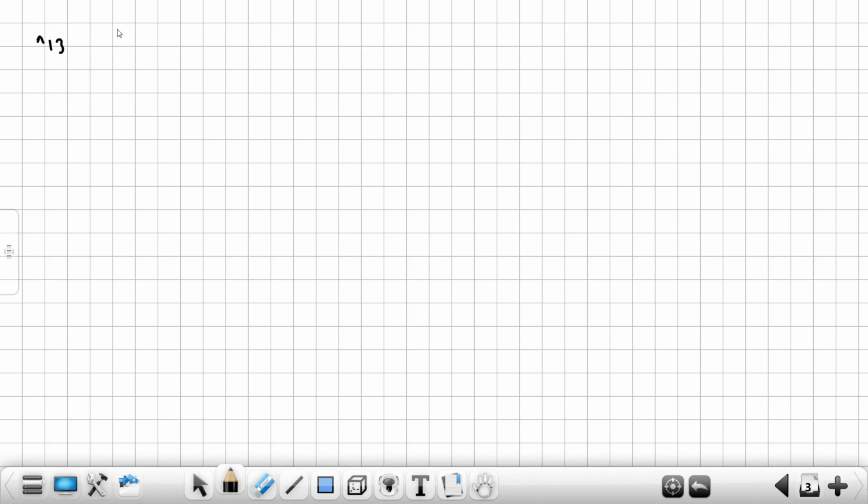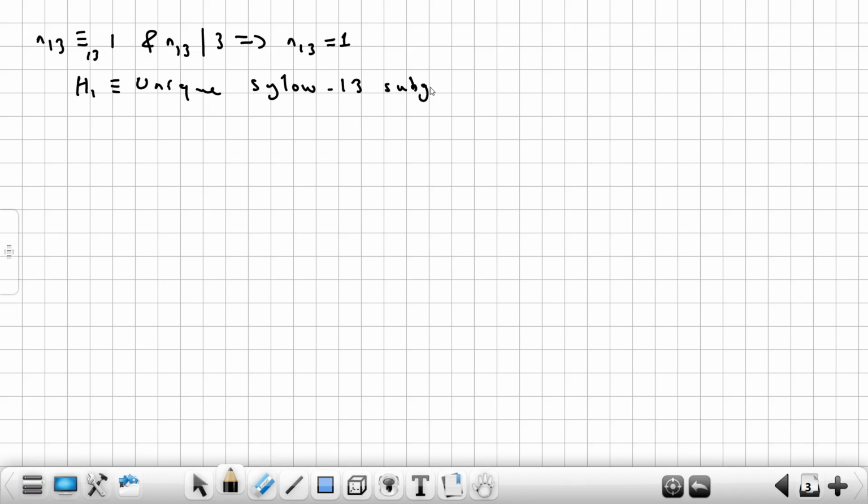The number n13 of Sylow 13-subgroups of G is congruent, as we know from Sylow's theorem, to 1 modulo 13, and n13 must divide 3, and so n13 is definitely equal to 1. No other choice. So there is one and only one Sylow 13-subgroup of G. We will call it H1. So H1 is the unique Sylow 13-subgroup of G.